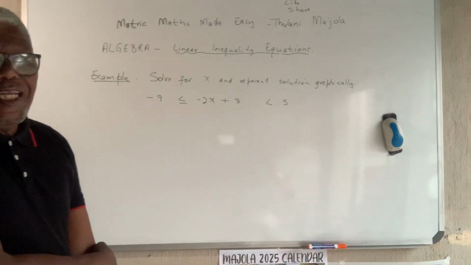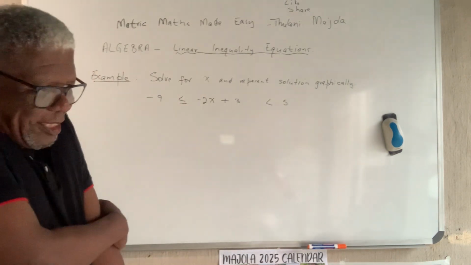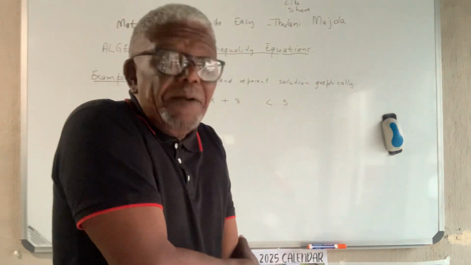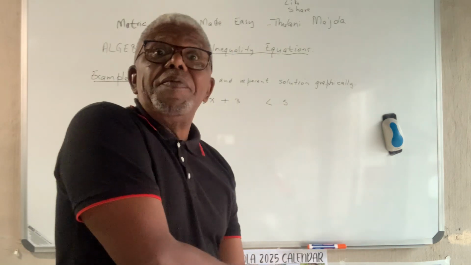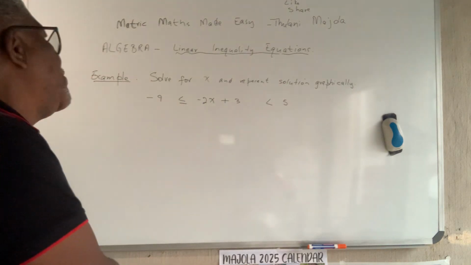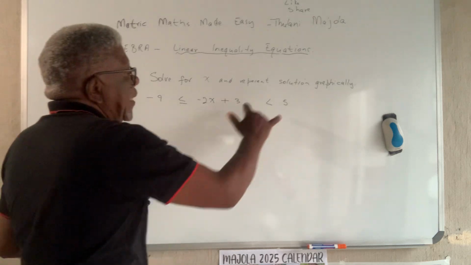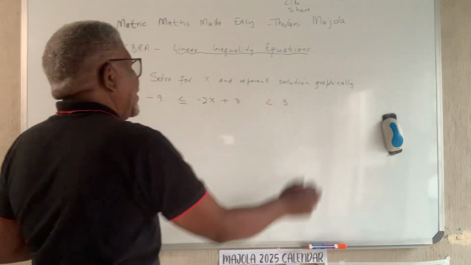Algebra, linear inequality equations. Yeah, we know what linear inequality equations are. Those are mathematical sentences that may be true or false depending on the value of x. So we're doing an example. Now, the example says solve for x and represent your solution graphically.